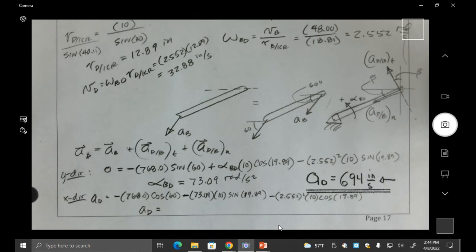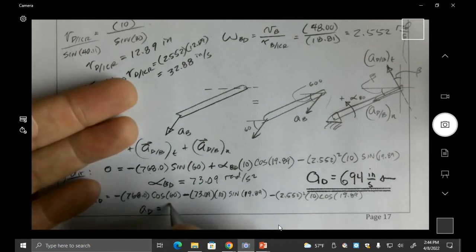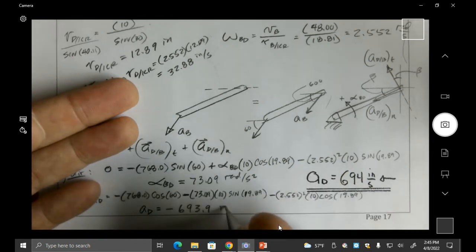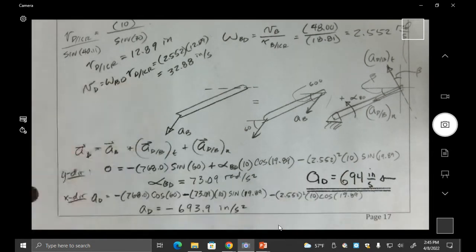I'm going to add them together because I'm using positive stuff right here. And then the last one is 2.552 squared times 10 times 19.89 cosine times, and add them up. And I get negative 693.9 inches per second squared. So yay, we got the right answer.